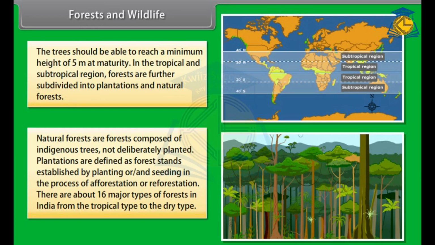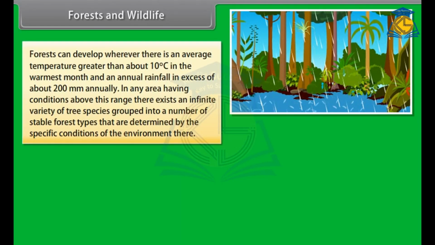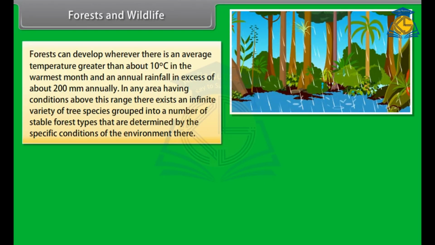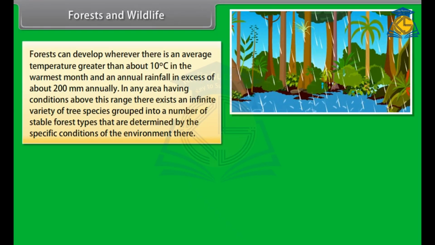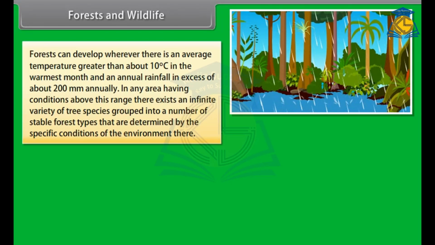There are about 16 major types of forests in India, from the tropical type to the dry type. Forests can develop wherever there is an average temperature greater than about 10 degrees Celsius in the warmest month and an annual rainfall in excess of about 200 mm annually. In any area having conditions above this range, there exists an infinite variety of tree species grouped into a number of stable forest types that are determined by the specific conditions of the environment there.